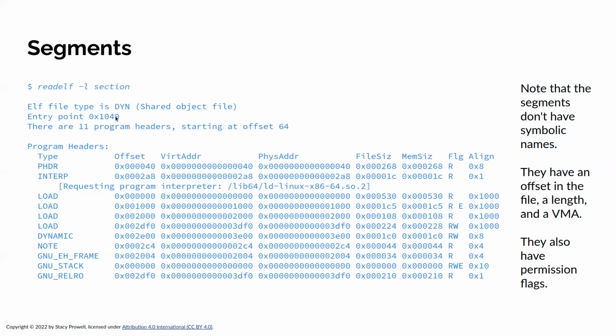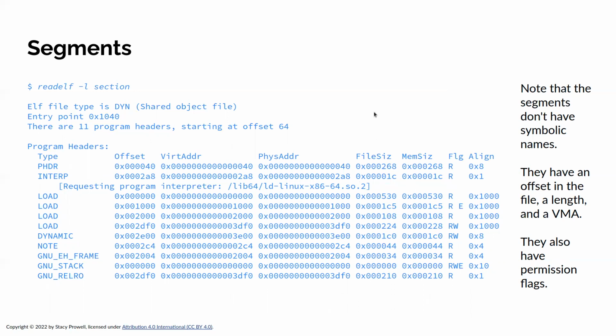So there's the entry point. There are 11 program headers starting at offset 64, and these are segments with a G, segments. They don't really have names, right? They just have information about them. They don't need symbolic names. They're going to be mapped into memory, so they have a virtual address. Notice that's not 0 anymore; that's now got an actual virtual address. It has a physical address. We'll answer the question of why there are both here in a bit.